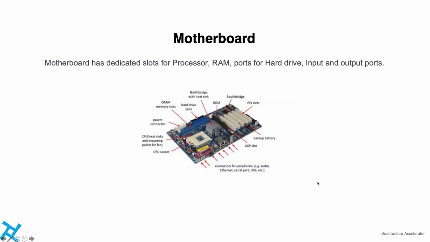A motherboard has dedicated slots for the processor, for RAM, ports for the hard drive, and other input and output boards. You can see in this photograph that there are multiple things shown here: the backup battery, the PCI slots, the ROM, the memory or RAM slots, the CPU, the heatsink. Apart from the standard stuff like hard drive, processor, and RAM, the motherboard also provides ports for monitor, USB, and sound, etc.